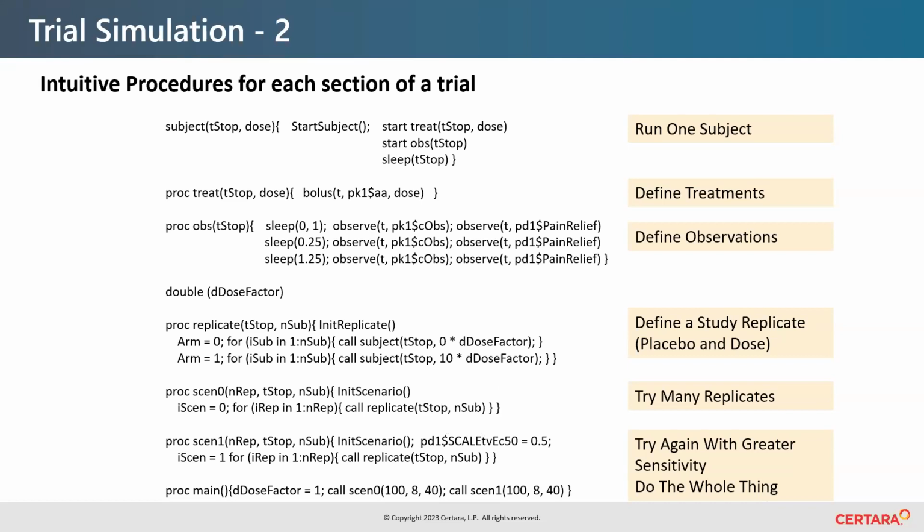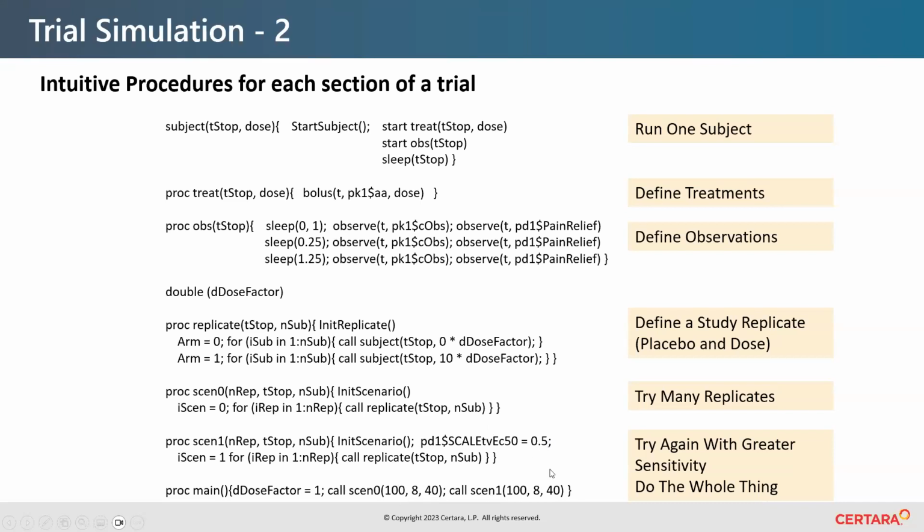We call that scenario 0, where we have a normal process of running replicates. But in scenario 1, we might want to say that the medication is more likely to produce a result, in which case we have, say, an EC50 of 0.5, and then again, we do 100 replicates. And so that shows how we do scenarios.